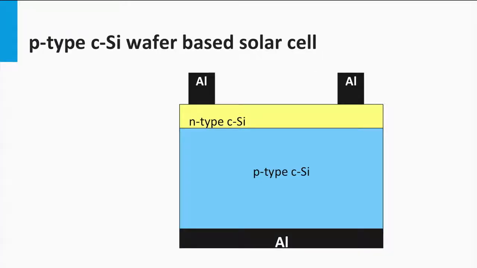Now we are going to look at how the charge carriers in crystalline silicon solar cells are collected. We will discuss the crucial issues which play an important role in this charge collection. This includes the emitter layer, the metal contacts, and the back contact. Let's start with the emitter layer.